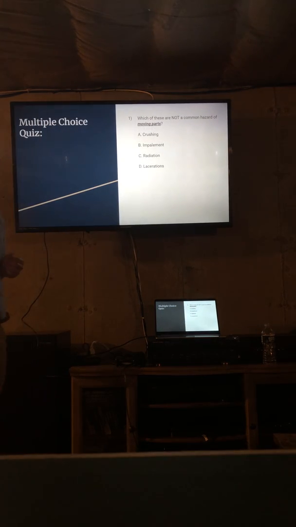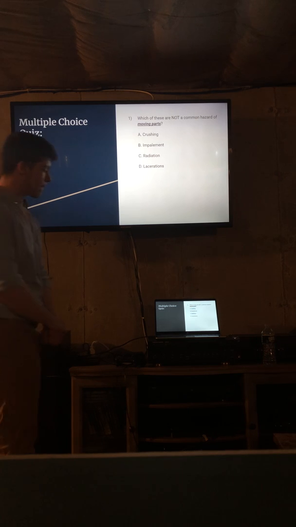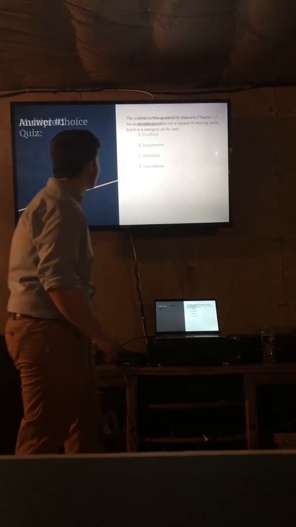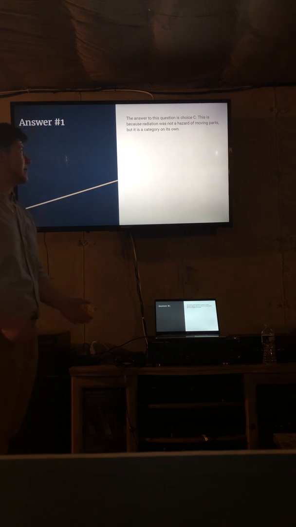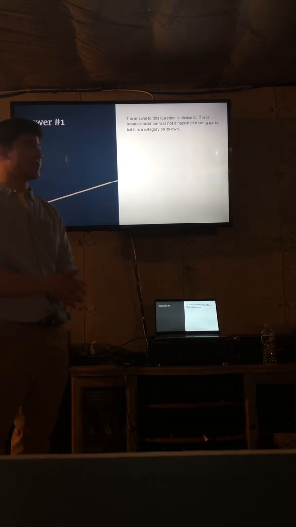Alright, now I have a little multiple choice quiz for you guys. And don't sweat, I'm not going to grade you too hard. Which of these are not a common hazard of moving parts? A, crushing, B, impalement, C, radiation, or D, lacerations? The answer to this question is choice C. This is because radiation is not a hazard of moving parts, as I mentioned before, but radiation is a hazardous subcategory on its own.